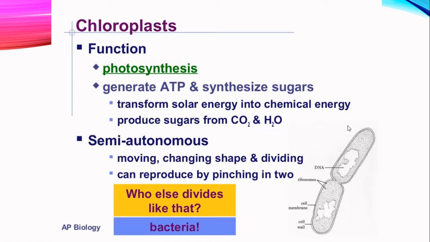So it is semi-autonomous. Like mitochondria, it also undergoes binary fission in development. It also carries a DNA, like the mitochondria. So it divides like a bacteria through binary or multiple fission.